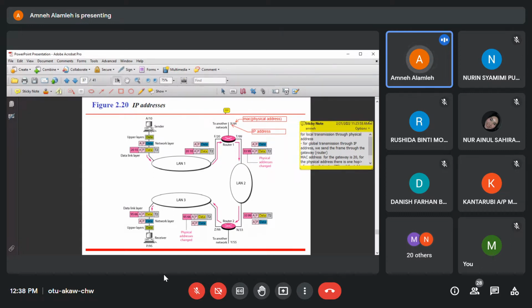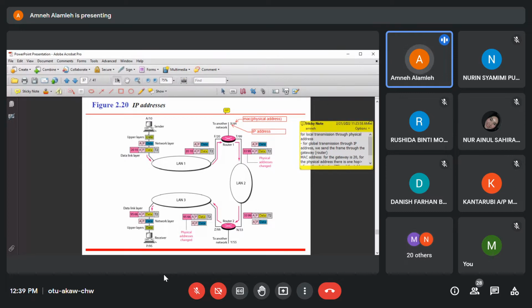So in our example 220, the sender's physical address is A10. You see the computer, this one is the sender, and the last one at the bottom is the receiver. The sender has MAC address 10, and the last one is the receiver, which has the physical address 95. So how does the data come?